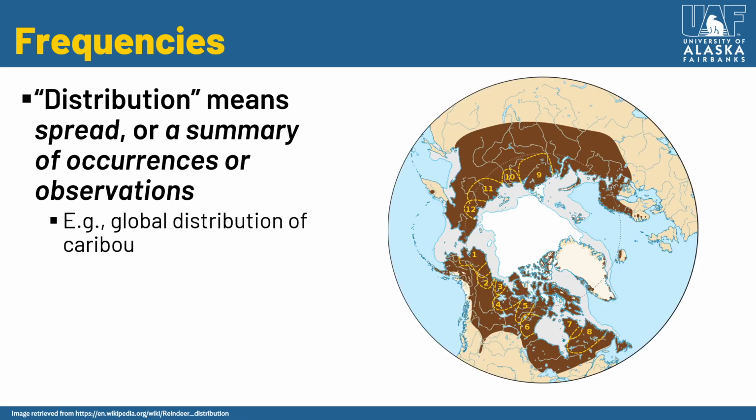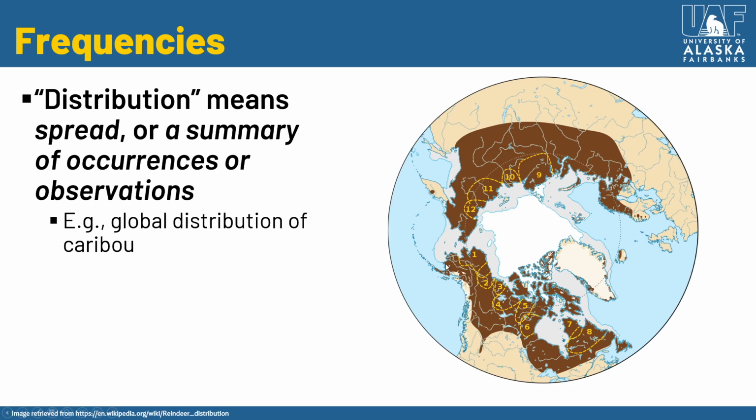So for example, it might be something like this where we're just looking at a spread. Say, for example, this is from a Wikipedia page called reindeer distribution, and it's a global distribution of caribou or reindeer. I know there's supposed to be some differences, but I don't know the difference personally.